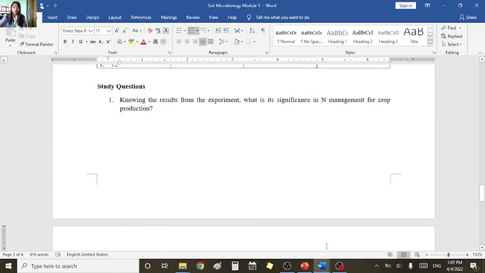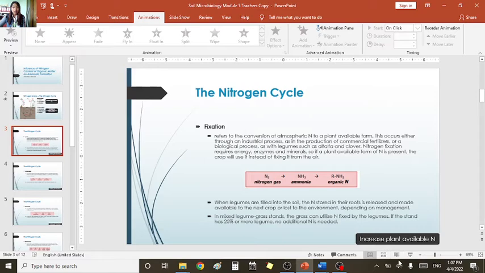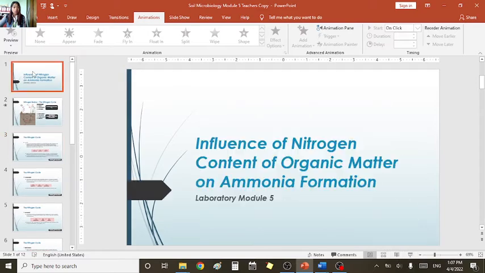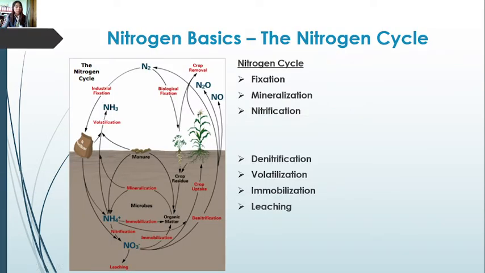Now, I will include this one. Allow me to include this, okay? In the discussion. So, the nitrogen basics, the nitrogen cycle.